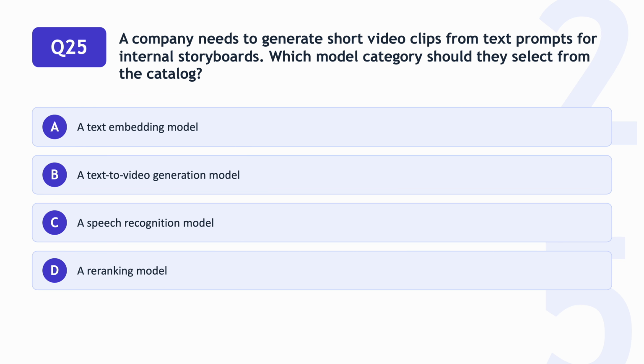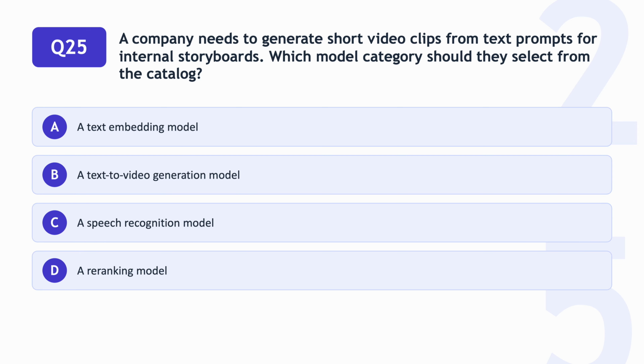Question 25. A company needs to generate short video clips from text prompts for internal storyboards. Which model category should they select from the catalog? A. A text embedding model. B. A text-to-video generation model.